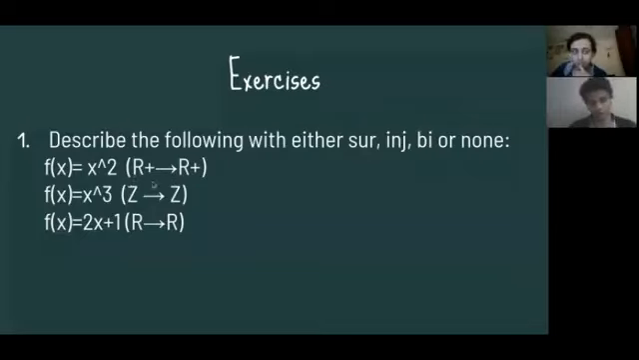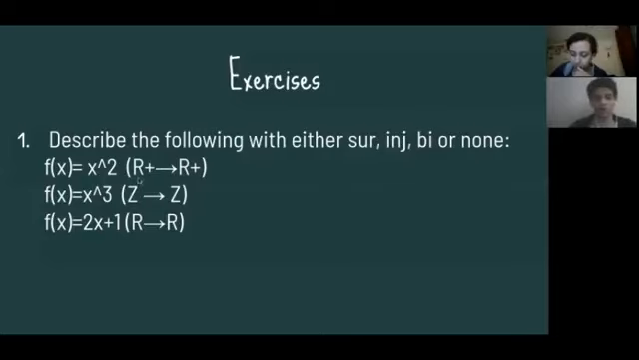Because just imagine if this R positive was R, then it would not have been injective, because you can have negative 2 squared equals 4 and 2 squared equals 4. Then you would have two separate elements mapped to the same value, so it would not have been injective. That's why when we change the domain into R positive, only the positive real numbers, it's injective because x squared would always have a unique solution over R positive.